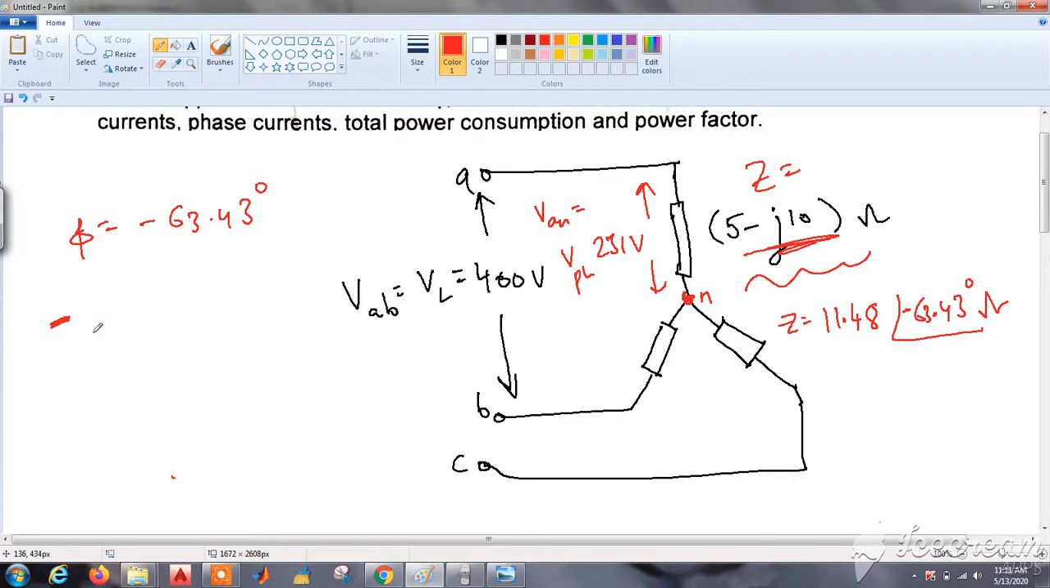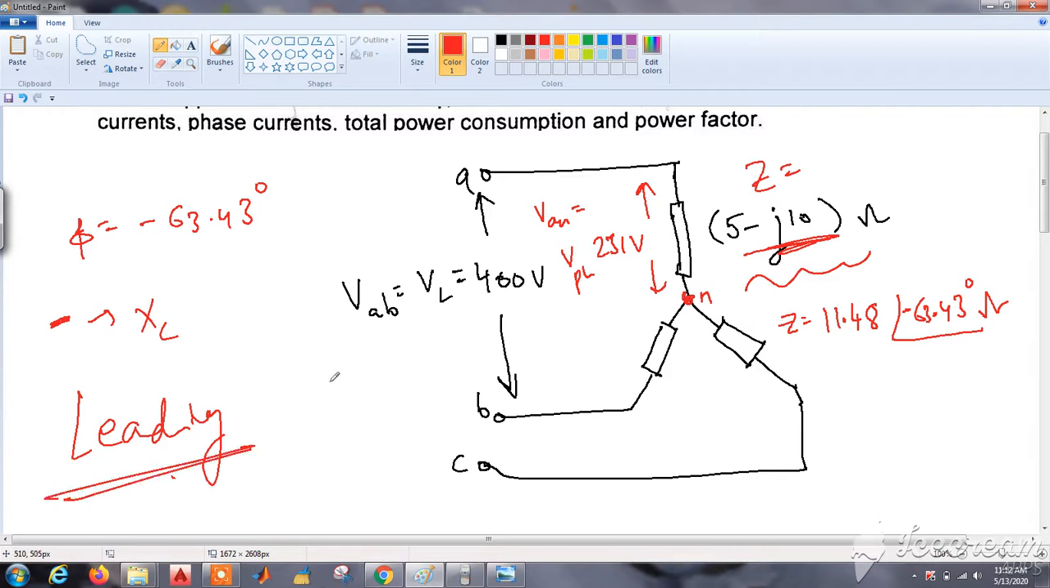The power factor in this case is leading, not lagging. Leading because the current leads the voltage. In this case, we know that already: current leads the voltage in the capacitive reactance case. From here itself, we can directly know our answer about power factor.